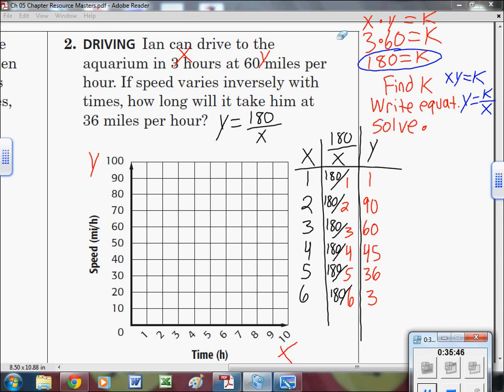So 180 was k. X is going to be how much time we're choosing, and y is going to be how fast we need to go. So if we have 1 hour of time, and we are going to go 180 divided by 1. Oh, that's why I can't divide. That was my mistake. See, that answer wasn't reasonable. That's what I mean by make sure your answers are reasonable.